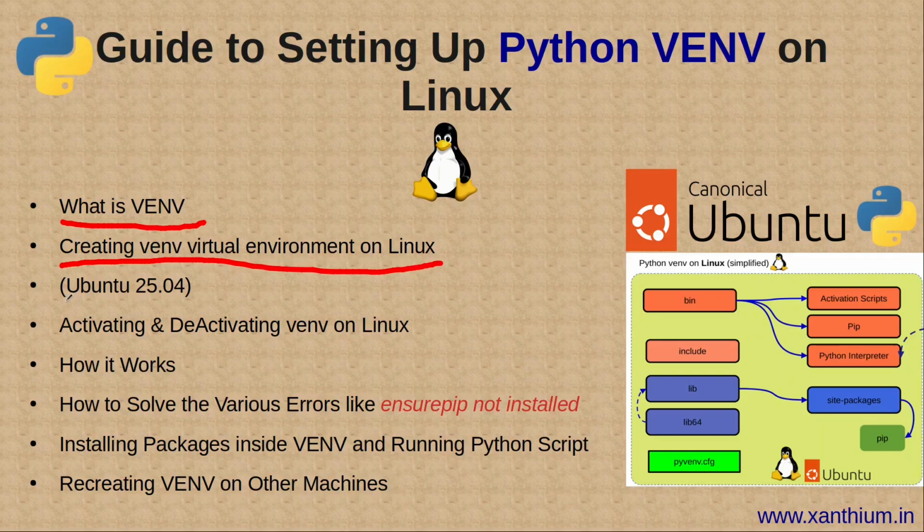Here we will be using the Ubuntu 25 version of the operating system. Then we will learn how to activate the virtual environment and how to deactivate it on Linux. We will also briefly explain how the virtual environment works on Linux and how it selects the Python interpreter. We will also learn how to solve the error like ensurepip is not installed.